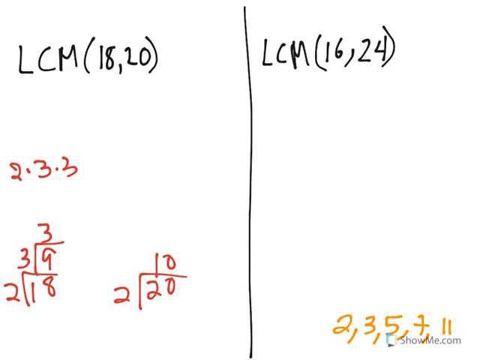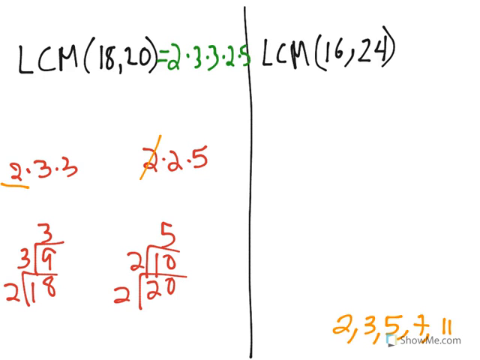Now we'll do the same thing for 20. 2 goes into 20 10 times. 2 goes into 10 5 times. So we have 2 times 2 times 5. Now we'll cross off our duplicates, and 2 is duplicated once, which means the least common multiple of 18 and 20 is 2 times 3 times 3 times 2 times 5.